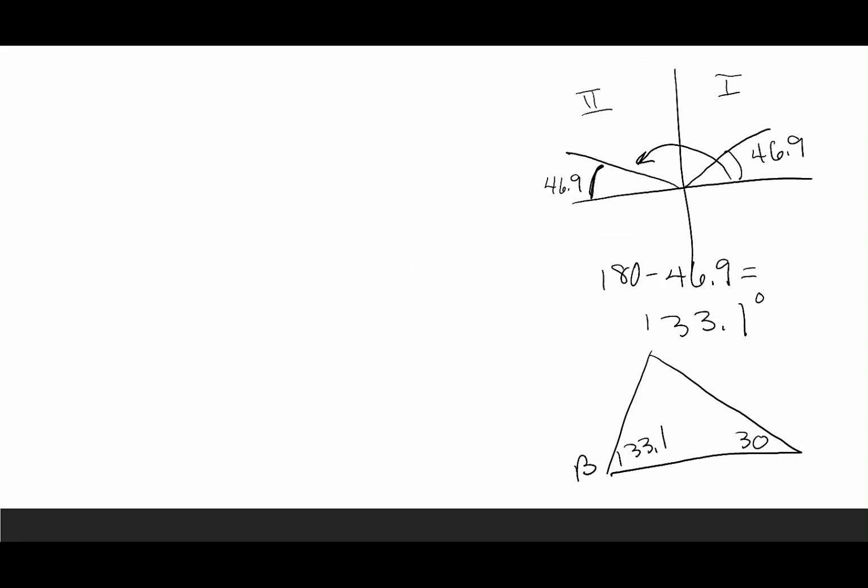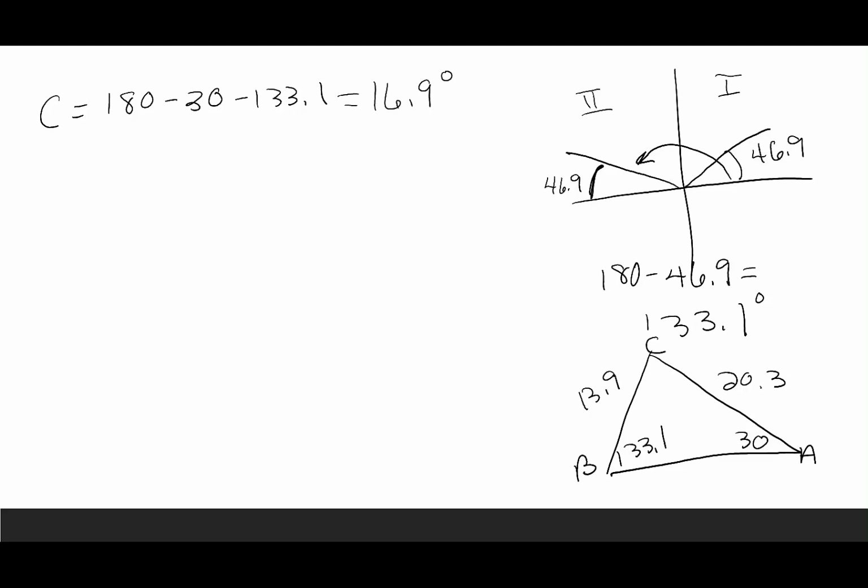For case 2, B will be 133.1 degrees. A is still 30. We still don't know C. A corresponds to a 13.9 side. B corresponds to a 20.3 side. We'll start by finding our angle C. C will be equal to 180 minus 30 minus 133.1. This says C is a small 16.9 degrees.